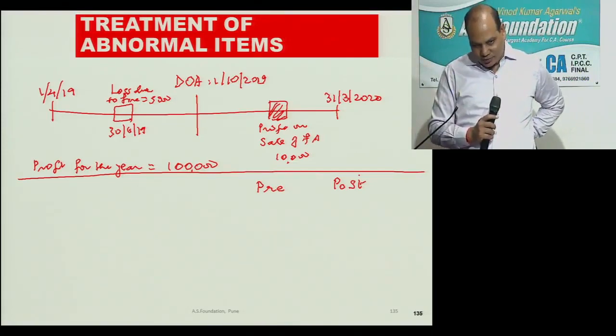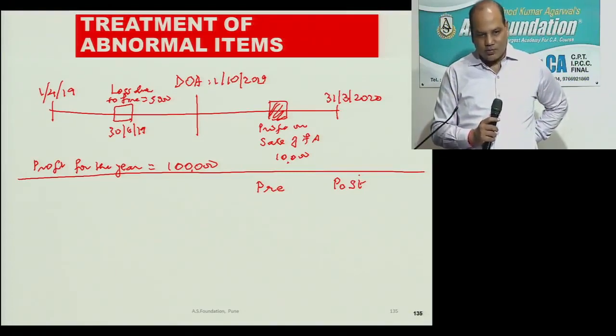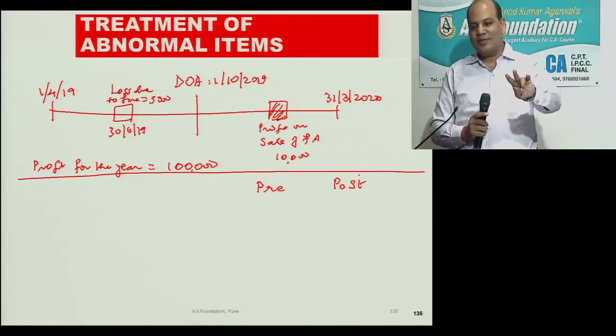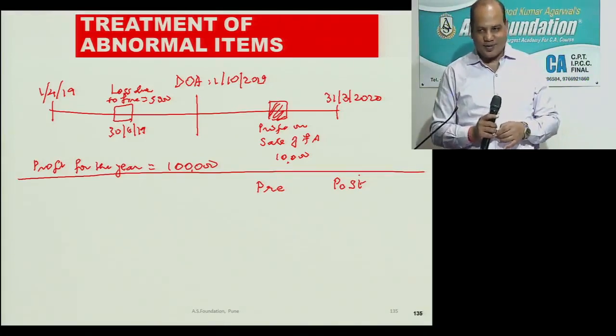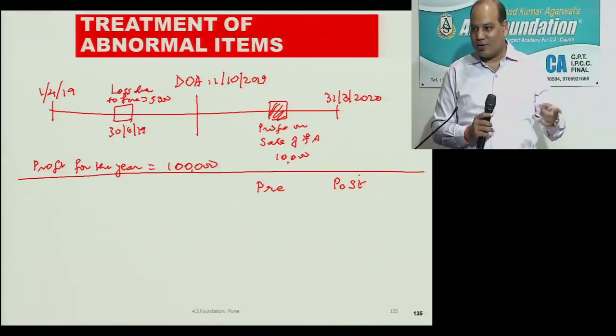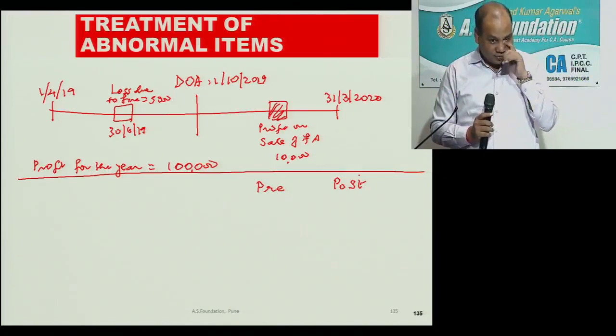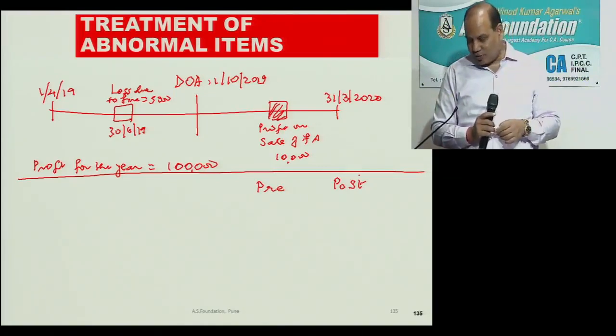55,000 in pre and 40,000 in post. Total is not 1 lakh. If you give any answer, the total should be how much? 1 lakh. Total should be 1 lakh. So just give me two numbers which will make the total 1 lakh. Try. I had given yesterday the hint. 61,250. Which one? Pre. 61,250.